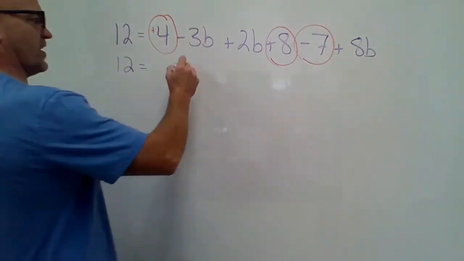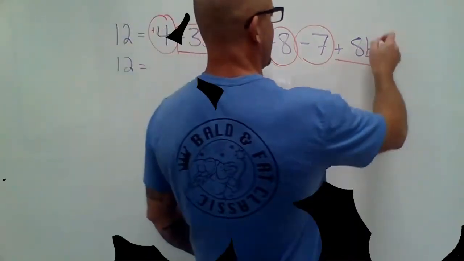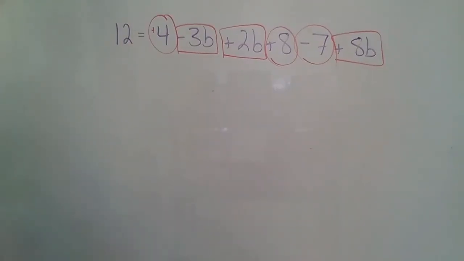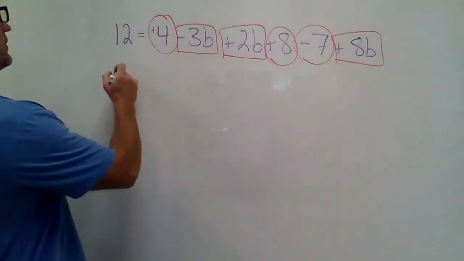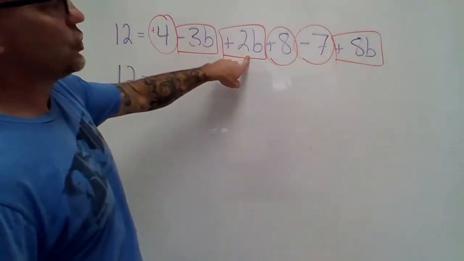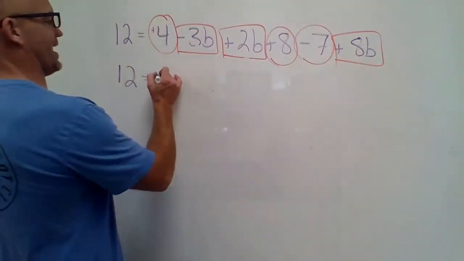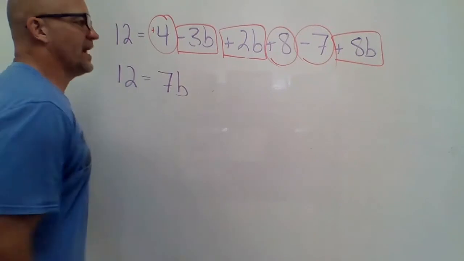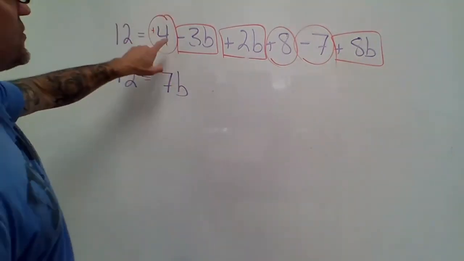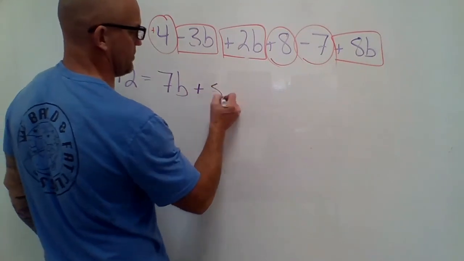Then I go to my variables. I have a negative 3b, positive 2b, and a positive 8b. So when I go ahead and gather up like terms here, I'm going to have the following. Negative 3b and 2b is negative 1b. Add that to 8b, and I'm looking at 7b. Then I'm going to have my constants. 4 and 8 is 12. Subtract 7 from that, I'm looking at plus 5.